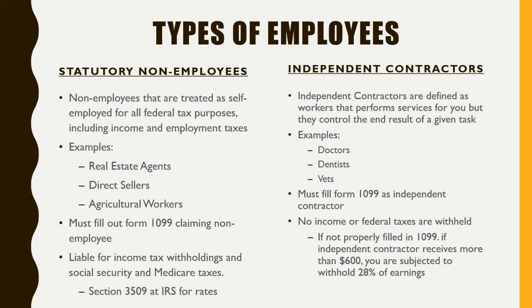Where the difference here is, for an independent contractor, once again, they're still going to be filing as an independent contractor. They are the ones who control the end result. Okay? So in this case, a real estate agency, their end goal is to sell a house. No matter what it is, they all need to be on the same page and sell a house.